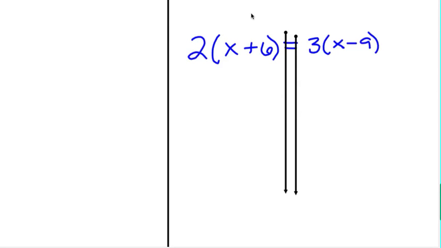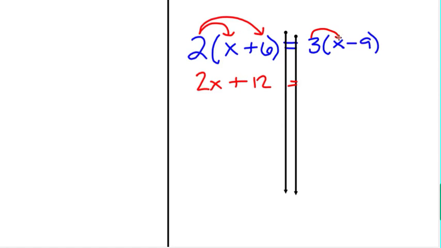But the first thing I have to do here is get rid of these parentheses. Later on, you'll learn another step that would help you with that. But right now, where we're at in pre-algebra, the first thing I have to do is distribute. I need to deliver this newspaper to everybody on the block. 2 times x is 2x. 2 times a positive 6 is a positive 12.